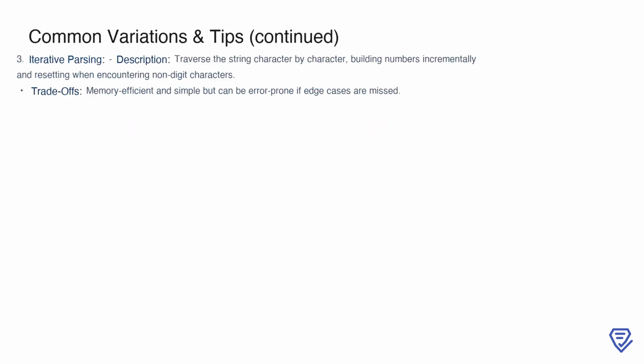A third alternative approach is iterative parsing. In this method, you traverse the string character by character, building numbers incrementally as you go. When a non-digit character is encountered, you reset the current number and continue. This approach is memory efficient and straightforward to implement, but it can be error-prone if edge cases aren't handled properly. For example, it's easy to miss scenarios like strings with only non-digit characters or numbers separated by multiple delimiters.